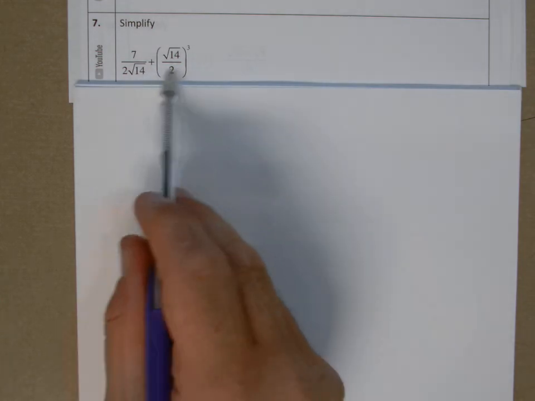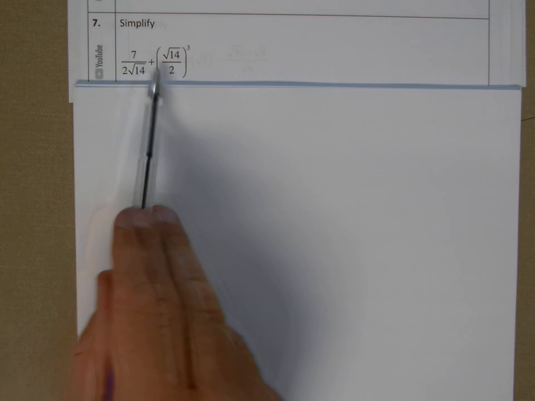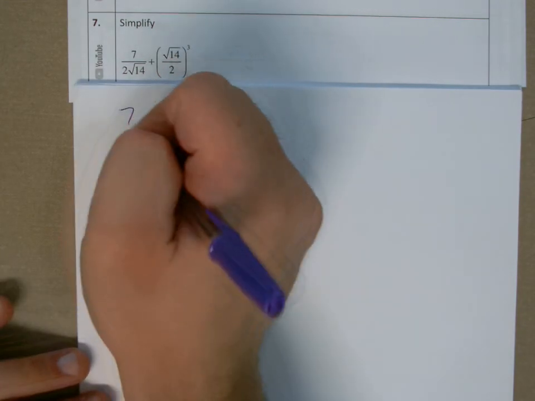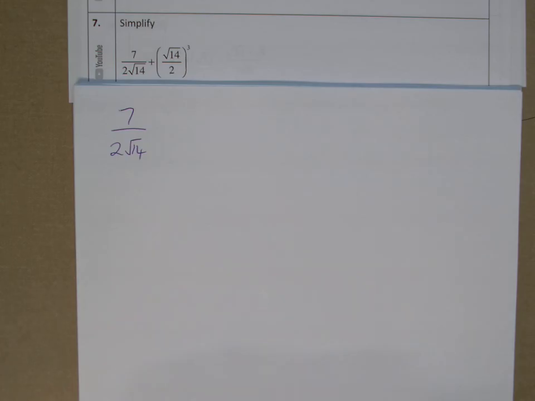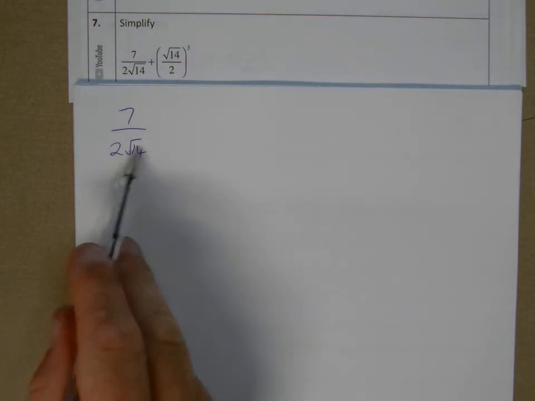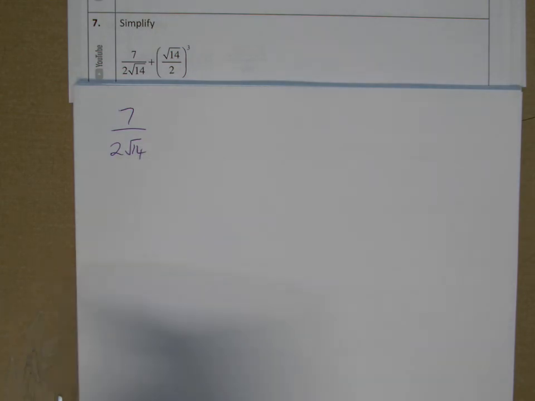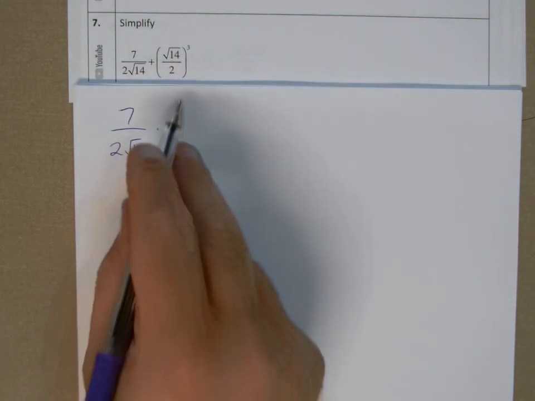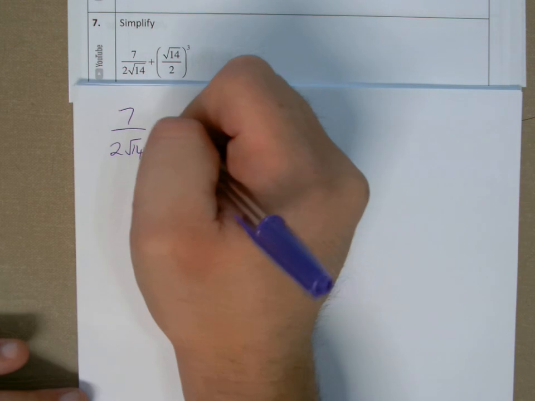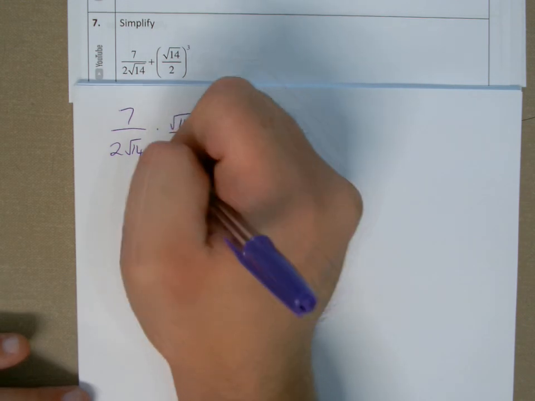Here we've got two terms which we need to put together, so we'll have a common surd again. So we focus on the first term here, 7 over 2 root 14. The thing to note here is that we've got a square root on the bottom. So we need to rationalize the denominator. And if you remember, when you've got a square root, you simply times the top and bottom by that square root. So square root of 14 on top and bottom.